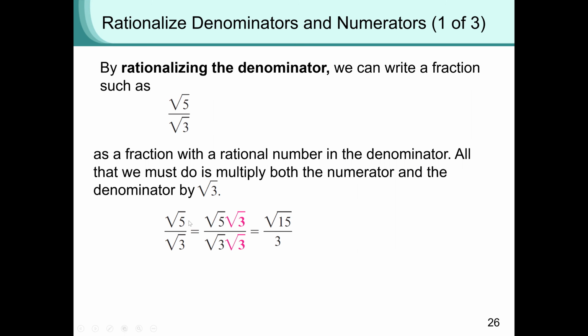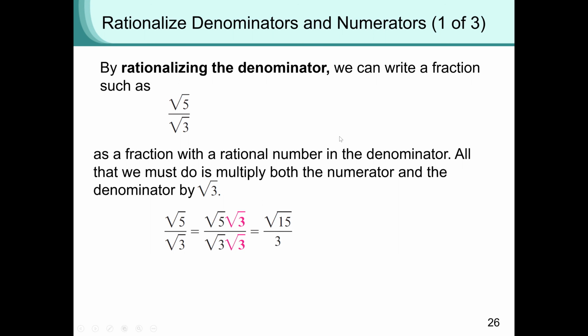Rationalize the denominator: root 5 divided by root 3. Okay, how can I remove the root 3 here? I'll just multiply by another root 3, because root 3 times root 3 will give me 3. Anything you do to the denominator, we have to do the same thing to the numerator. So when I multiply the denominator by the square root of 3, I multiply the numerator also by the square root of 3. Now, 3 times 3 is 9, the square root of 9 is 3, and root 3 times root 5 is root 15. So the answer will give me the square root of 15 over 3.